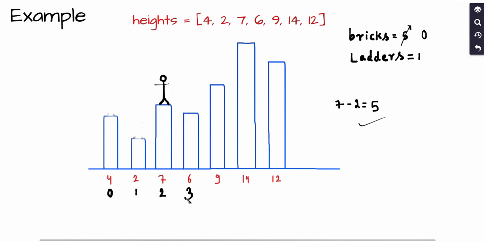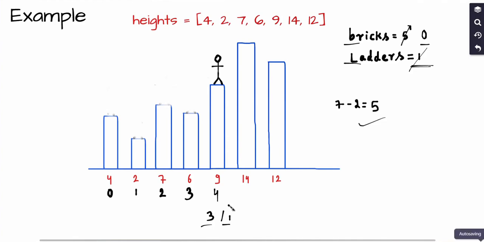Then I want to move to building number 3 and I see that the height of building number 3 is less than the height of the building on which I'm standing. So I jump to building number 3 without using any bricks or ladders. Here I'm standing on building number 3 and I have only 1 ladder. Then I want to move to building number 4 and I require 9 minus 6, that is 3 bricks, or 1 ladder. In the previous step where we had to use bricks or ladders, I used bricks. So I have 0 bricks at this step. I cannot use bricks, rather I have to use the ladder here. So I use my only ladder and I jump to building number 4.